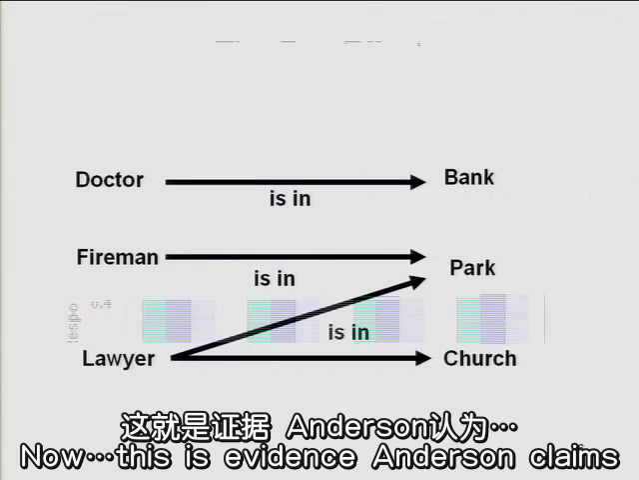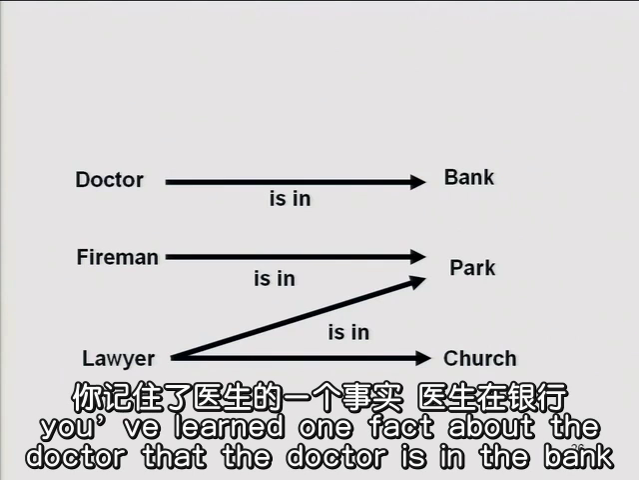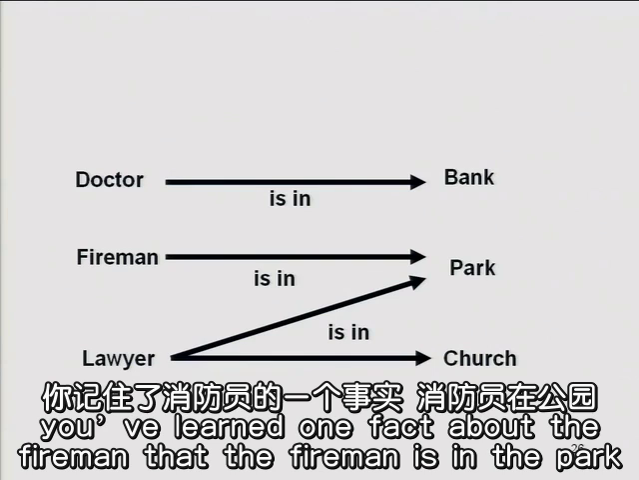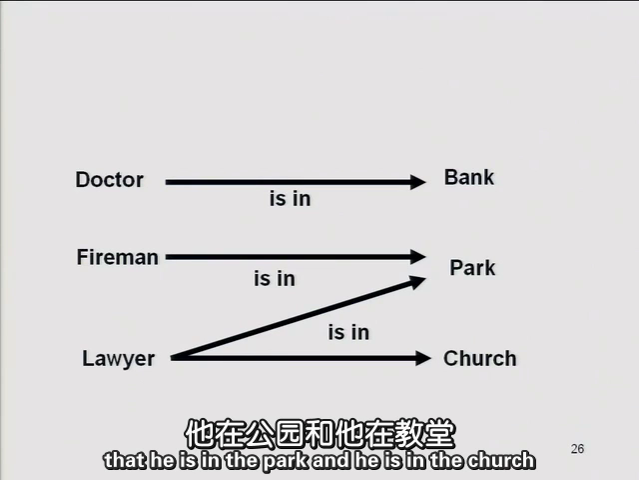Now, this is evidence, Anderson claims, for a structure that looks kind of like this. You've learned 1 fact about the doctor, that the doctor is in the bank. You've learned 1 fact about the fireman, that the fireman is in the park, but you've learned 2 facts about the lawyer, that he's in the park and he's in the church.